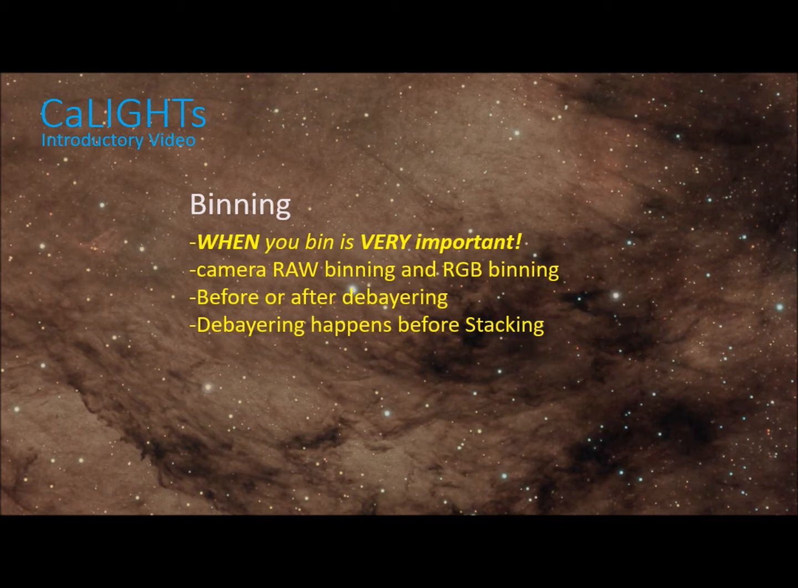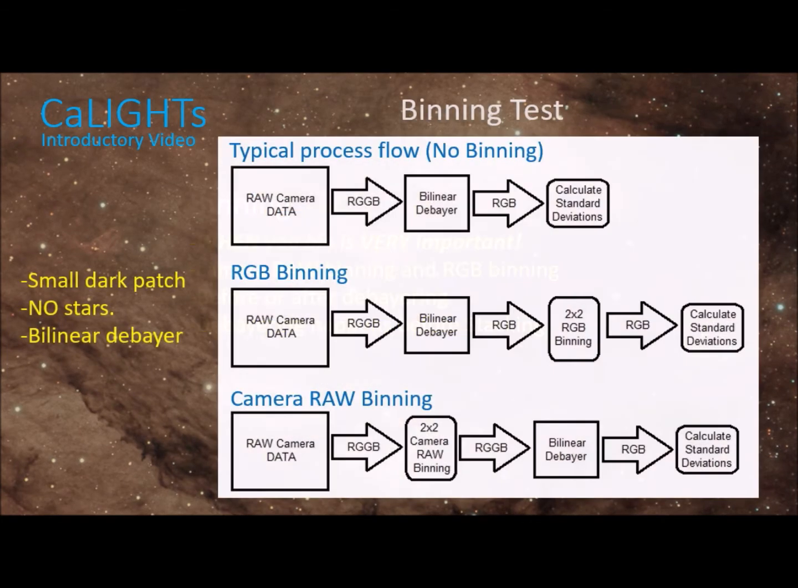I call them camera raw binning and RGB binning. Camera raw binning means that the pixel values are fresh from your camera and no debayering algorithm has been applied yet. RGB binning is binning that occurs after a debayering algorithm has been applied. Debayering happens just prior to the stacking process.